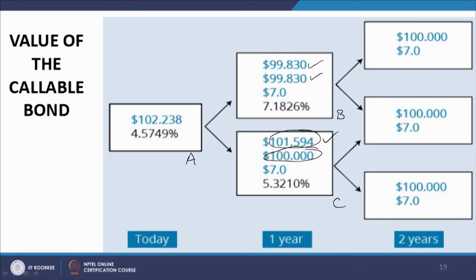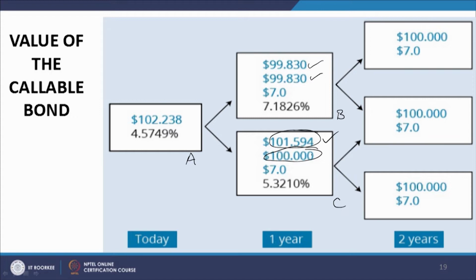Let me repeat, had this bond not had a call option, the payoff at this particular node, node C, would have been 101.594. But because of the embedded call option, because the computed price is higher than the exercise price, the issuer will exercise that option, and as a result the price which should have been 101.594 now goes down to 100.